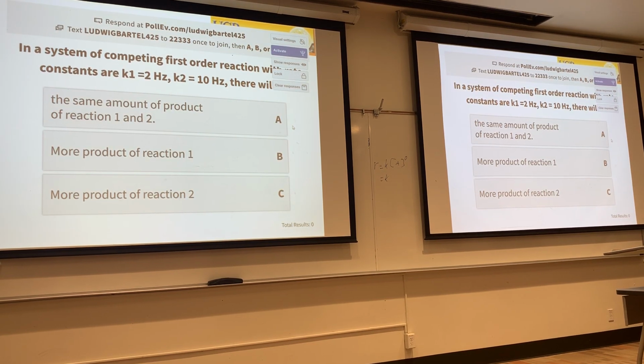Okay. In a system of competing first-order reactions, with the constant K1 is 2 Hertz and K2 is 10 Hertz, there will be the same amount of product of reaction 1 and 2, more of the product of reaction 1, or more of the product of reaction 2. Competing reactions we had in class last time. One rate constant, reaction 1, is 2 Hertz, the other one is 10 Hertz. Where do we get more?